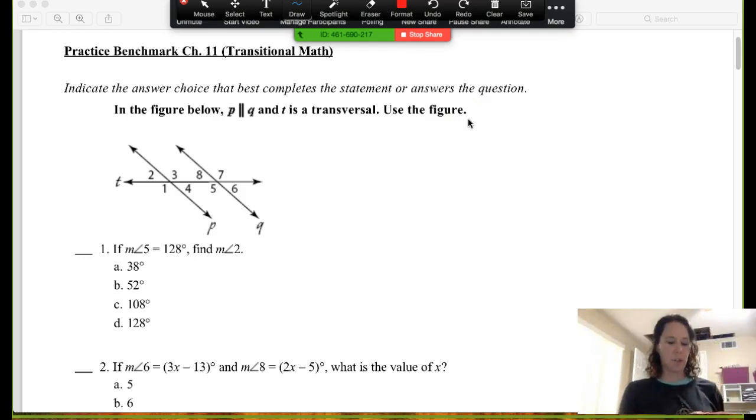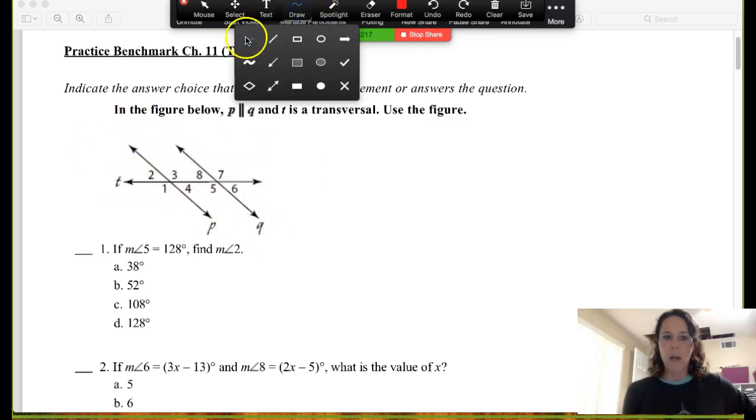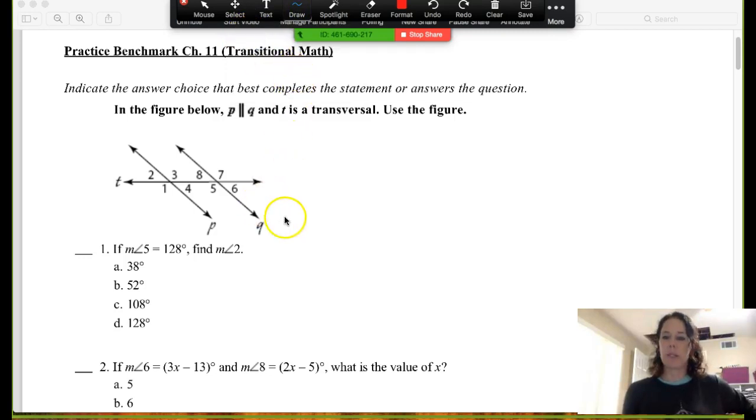All right, the first problem gives you this figure. You have two parallel lines cut by a transversal, and when that happens, you have all kinds of congruency that occurs. So one type of congruency is alternate interior angles, which means they're on the inside of the parallel lines. So these four are on the inside of the parallel lines and they're alternating.